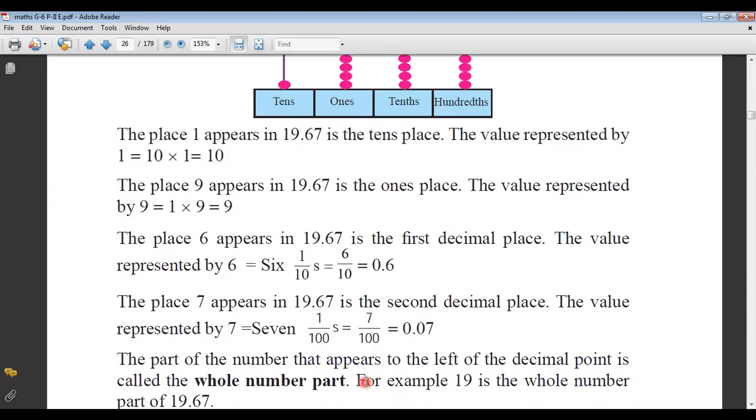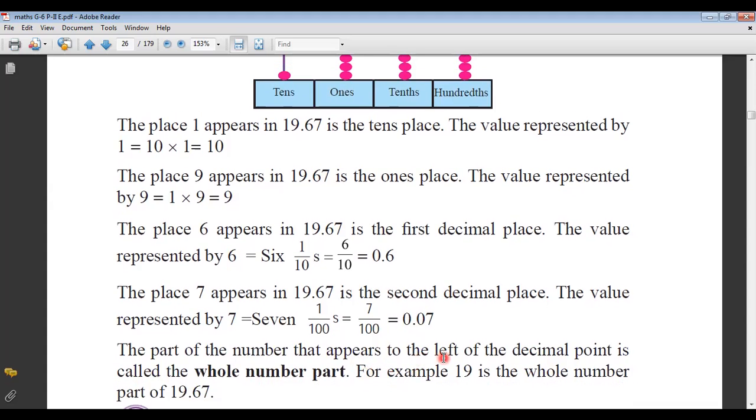The part of the number that appears to the left of the decimal point is called the whole number part. For example, 19 is the whole number part of 19.67. Now, what is the whole number part of this? This 19. 19 is the whole number.